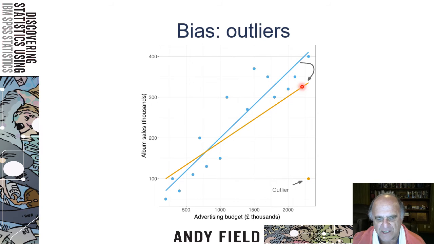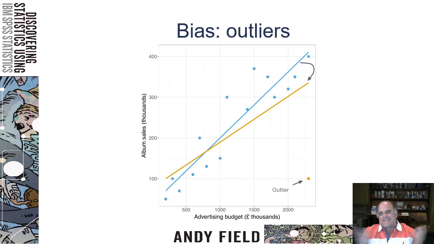Here's the regression line with the outlier. See how the regression line is impacted by this one really unusual outlier, where the record companies spend a lot of money on the advertising budget, but the album sales were very low. So that's why it's good in a lot of situations to get rid of outliers.